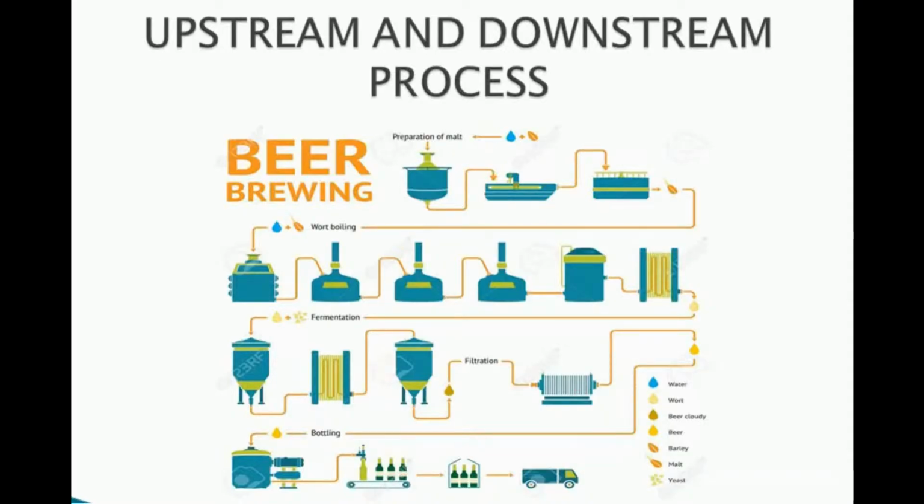Now let's move on to the upstream and downstream process. Brewing is the process of production of malt beverage. Beers, ales, and lagers are the main malt beverages produced by a method called brewing. Brewing is a complex fermentation process. It differs from other industrial fermentation because flavor, aroma, clarity, color, foam production, and percentage of alcohol are the main factors associated with the finished product.